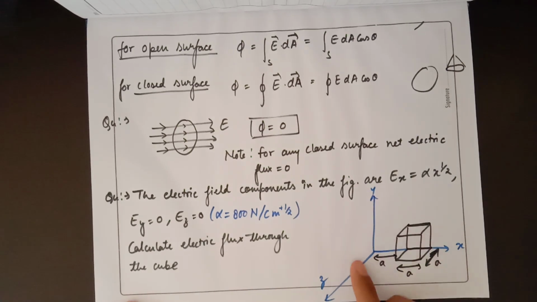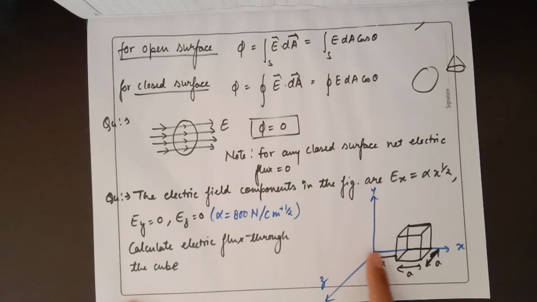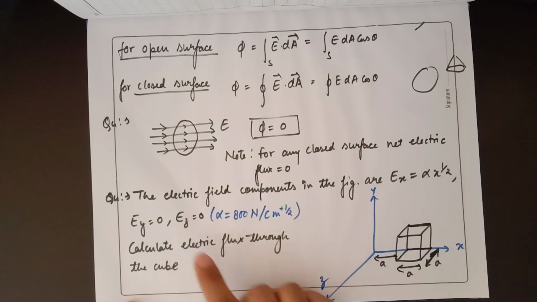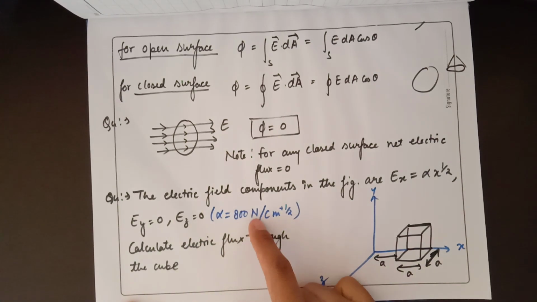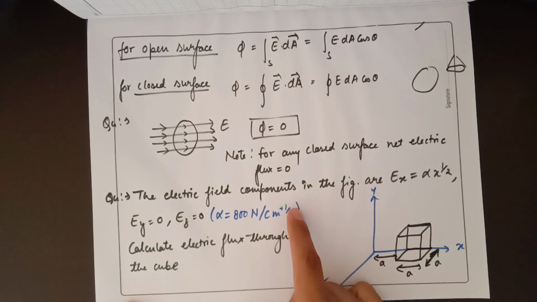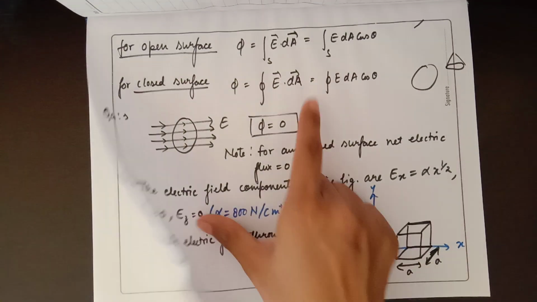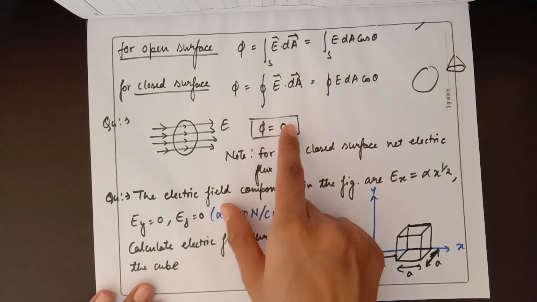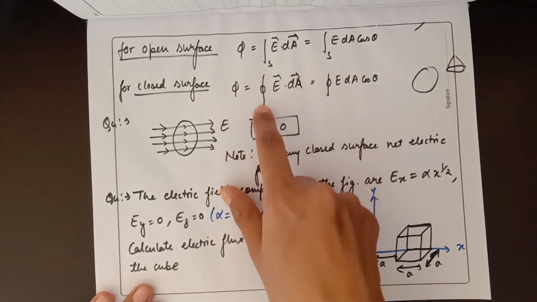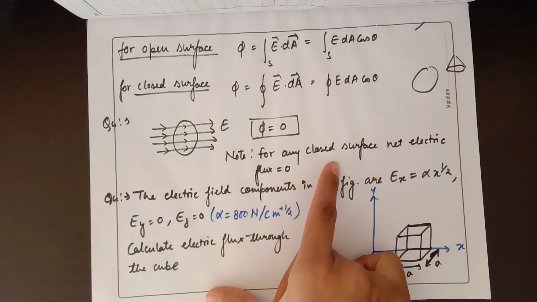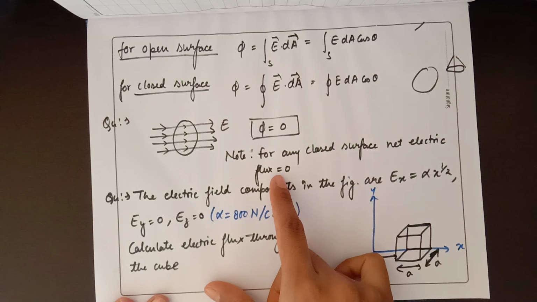as it is already clear from the figure that the cube is placed at a distance of positive x in this figure, and the side of the cube is A, and it is given alpha is equal to 800 Newton per Coulomb meter raised to power half. Calculate the electric flux through the cube. As we know, the electric flux is given by phi is equal to E dot dA, and for any closed surface we can write phi is equal to the closed integral of E dot dA. As we have seen, for any closed surface net electric flux is equal to 0.